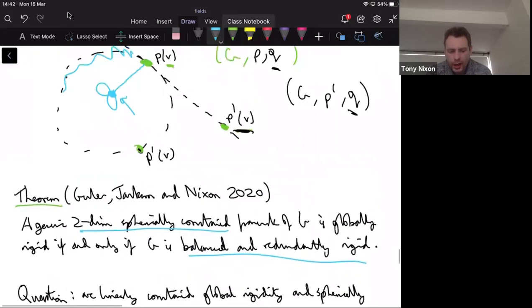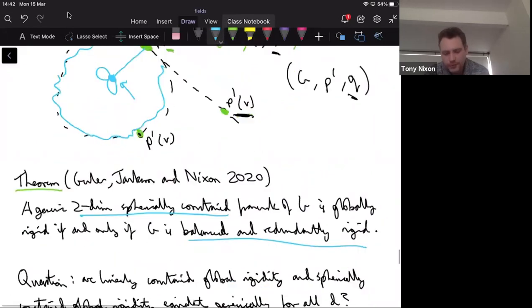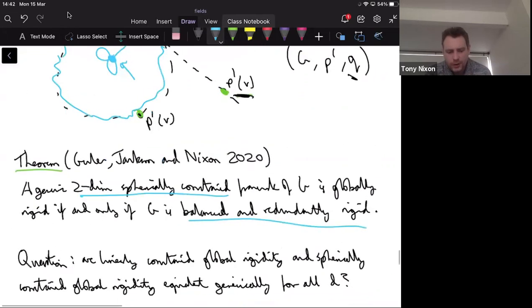But I don't think, and maybe I'm just remembering wrong, that this gives us a full answer in terms of understanding how to do spherically constrained global rigidity, apart from the fact we know more in two dimensions from the combinatorics. So I don't think this tells us, for example, that spherical and linearly constrained global rigidity are equivalent in all dimensions.